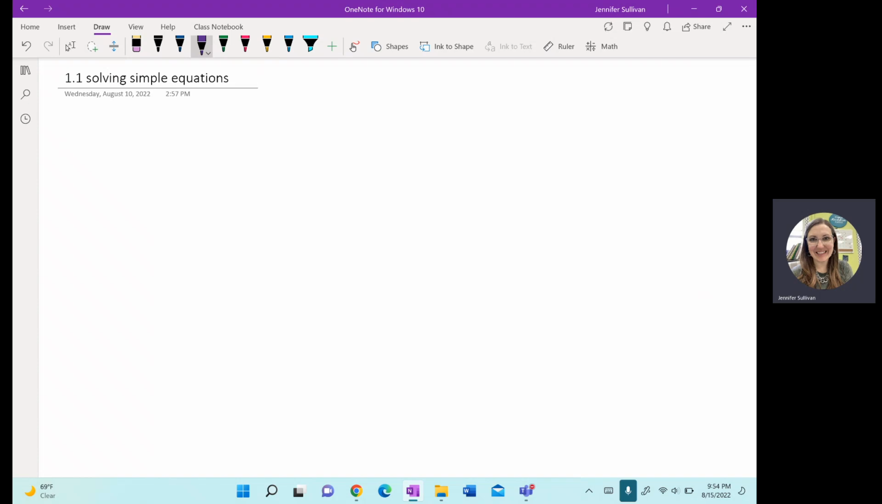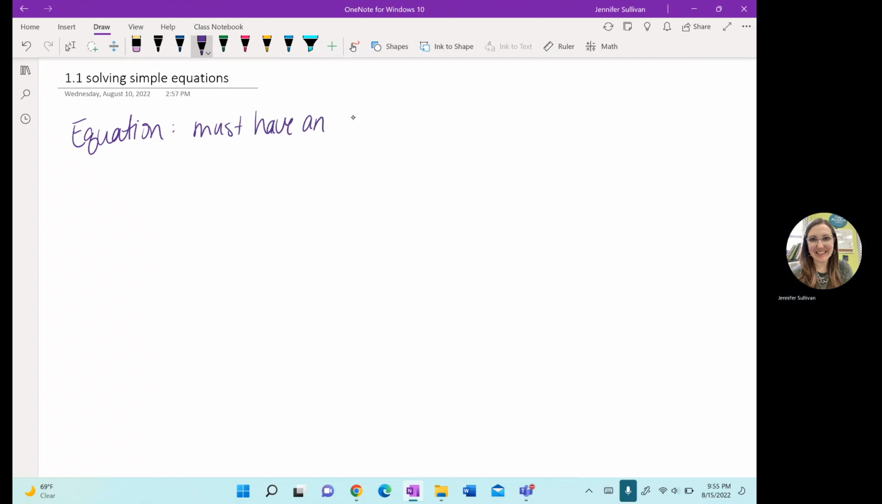When we start off with saying things like solve and equations, these are math words. A lot of times we use math words and we don't necessarily know the precise definition. So let's start off with defining the word equation. An equation, first of all, must have an equal sign. In order to use the word equation, I have to see an equal sign somewhere in that math sentence.